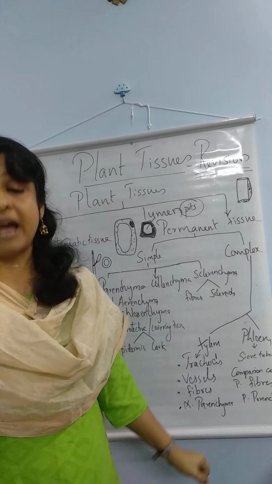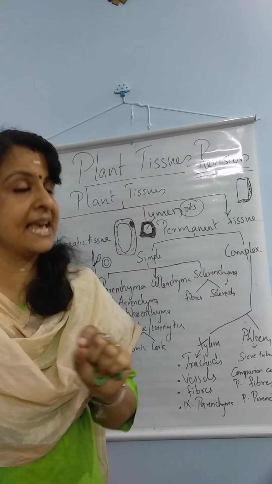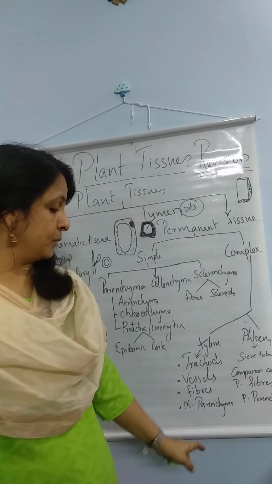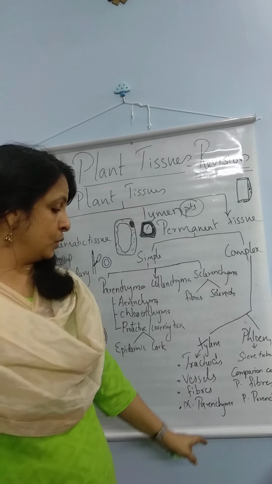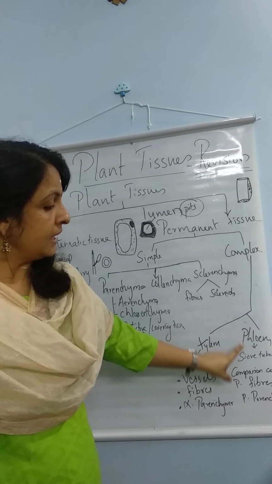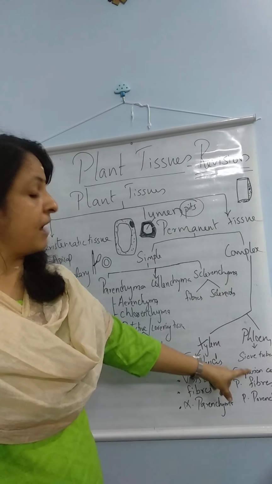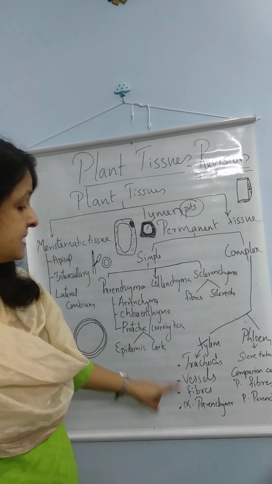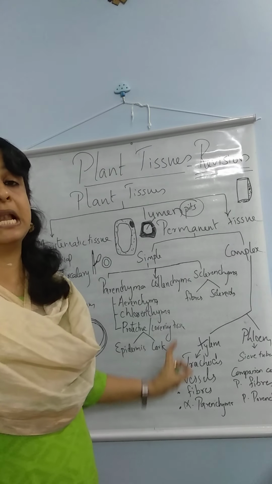Then comes phloem fibers. They are the only dead cells in the phloem tissue. So, they give mechanical support. Then there are phloem parenchyma for storage and lateral transport. So, in the phloem, phloem fibers are the dead cells, and in the xylem, xylem parenchyma are the living cells.